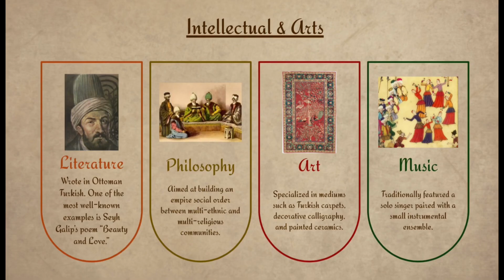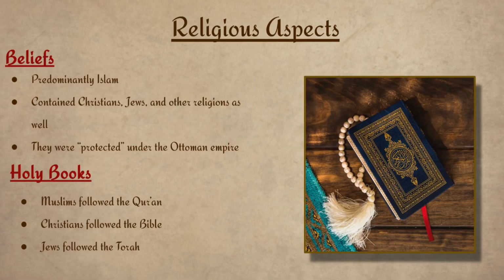The Ottoman Empire was also rich in the arts. They specialized in mediums like carpentry and calligraphy. One of their philosophies was an emphasis on social order throughout diverse communities. Turkish poetry originates from the Ottoman Empire. Music in the Ottoman Empire traditionally featured a solo singer paired with an ensemble of string and wind instruments.